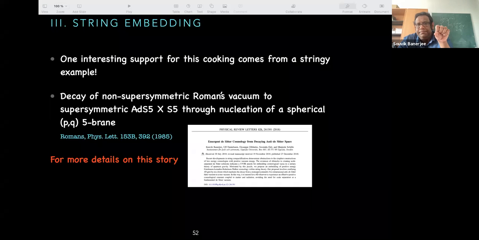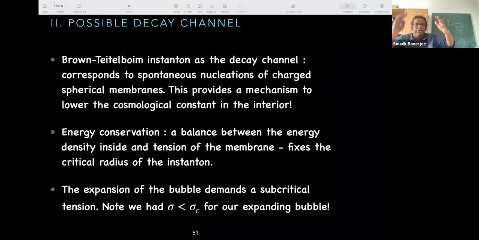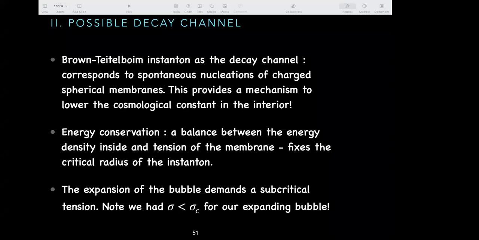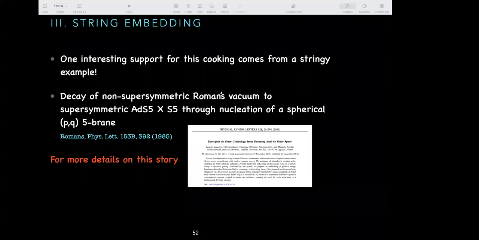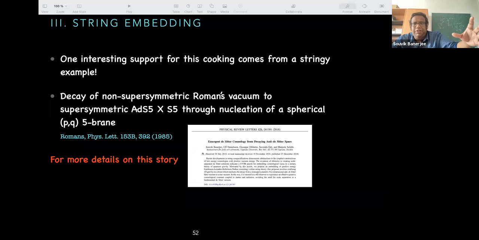The relation to Brown-Teitelboim tells you that if you have this sort of geometry with antisymmetric field strengths, there will be a spontaneous nucleation of charged spherical membranes. In this case, the nucleation is of spherical PQ fivebranes, which are a bound state of NS5 and D5. So you have this vacuum, and then you have this nucleation of the PQ fivebrane. Once this nucleation happens, it takes away some charge with it. You had some G3 charge to start with, which had broken the supersymmetry. It takes away this G3 charge, and eventually the final spacetime is supersymmetric because there is no G3 charge left.